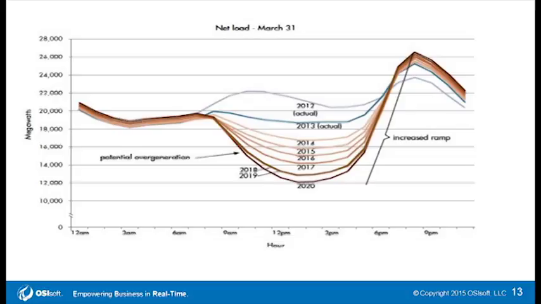This happens to be the famous duck curve. Has everybody studied the duck curve? No? A couple people? So this is the duck curve. What you see here is the net load of California during a spring day.